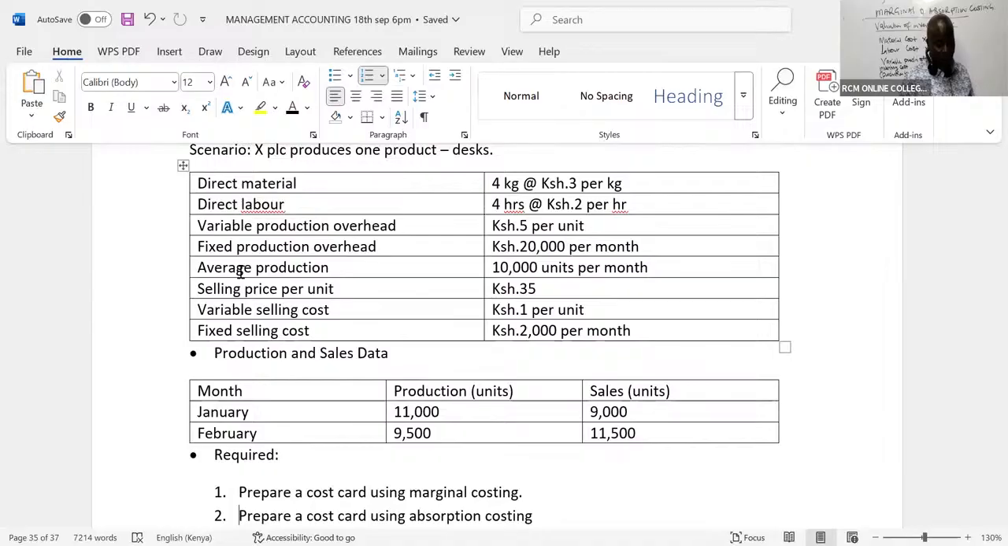So in the month of January, we produced how many units? 11,000. And sold how many? 9,000. So is there somebody who is able to see closing inventory? Because we produced 11,000 and we only sold 9,000. So please, let's write this down, because if you mess up this quantity movement, you get a zero.